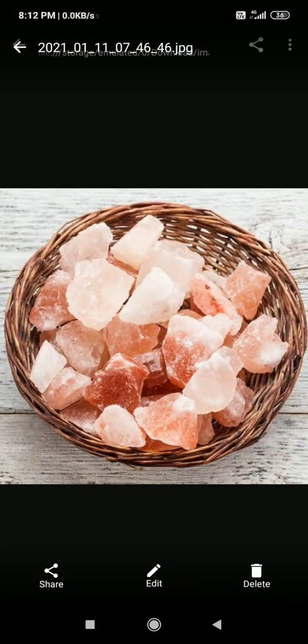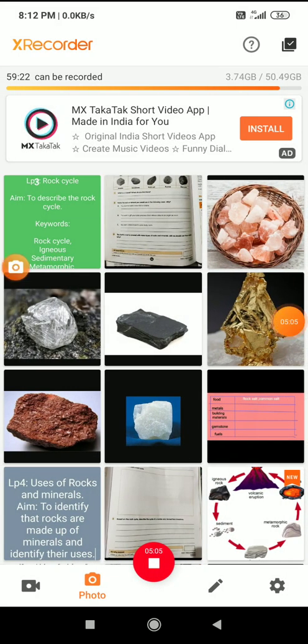Okay, so in the form of solid we can see. And another one is common salt, which we will use, that also comes from the rocks only. Okay, these are the minerals. So some of these stones we will use in our daily life.